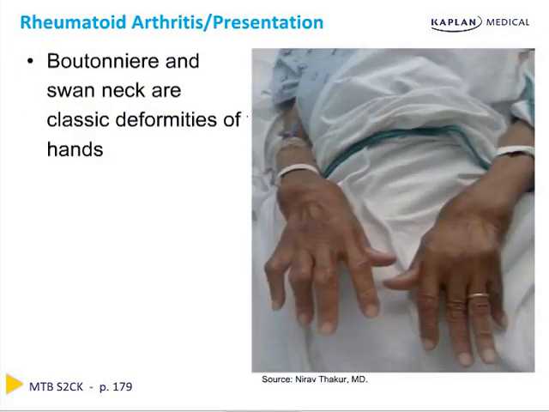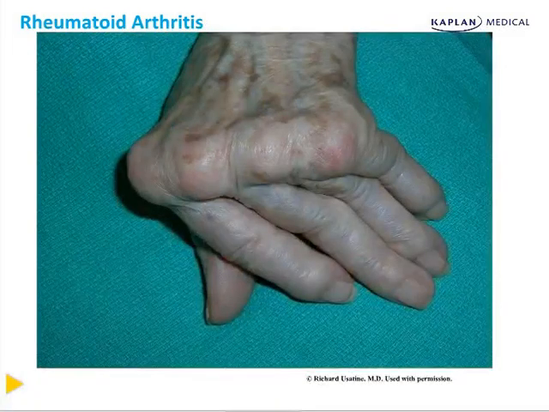Here's a patient with rheumatoid arthritis. Boutonniere and swan neck are classic deformities of the hands. Here's a patient who's developed severe ulnar deviation secondary to rheumatoid arthritis.